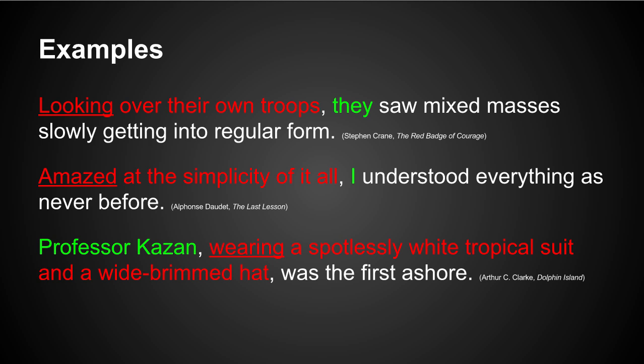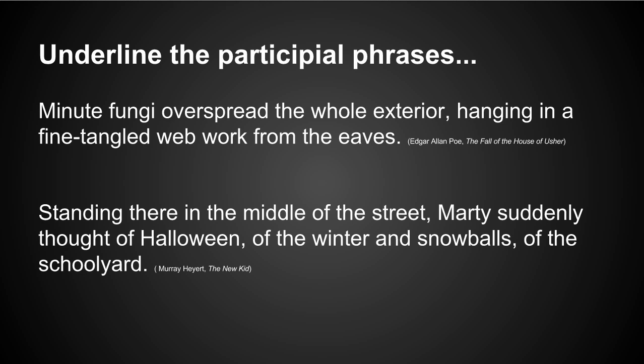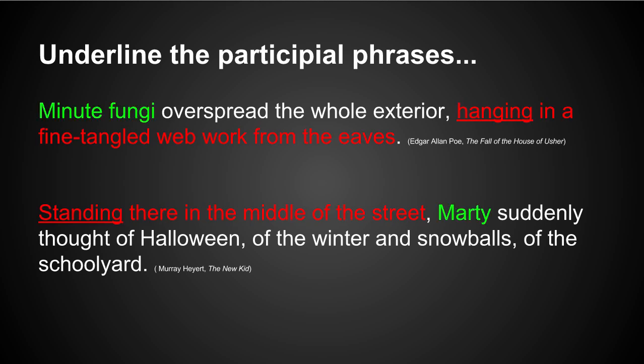And then the third one, you'll notice the participial phrases don't just have to be at the beginnings of sentences. Professor Kazan, wearing a spotlessly white tropical suit and a wide-brimmed hat, was the first ashore. So who was wearing the suit and the hat? Professor Kazan was. Okay, so go ahead and take a stab at underlining the participial phrases in these sentences from literature. Pause the video and write those sentences down and see if you can identify the participial phrases, including the participles in them. You should have the parts in red underlined.